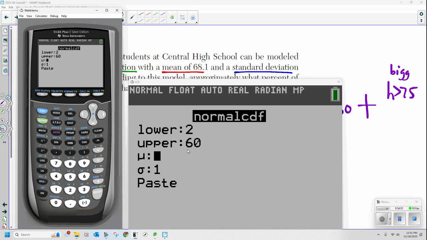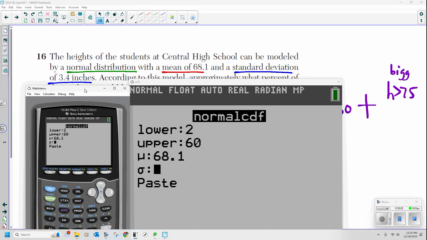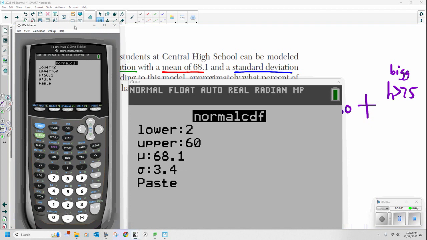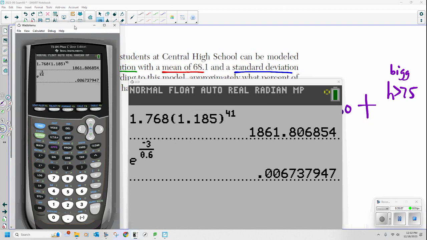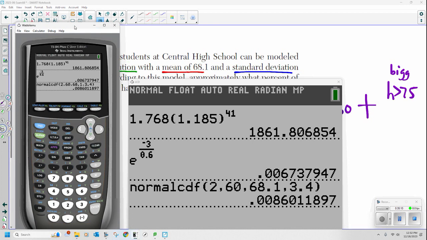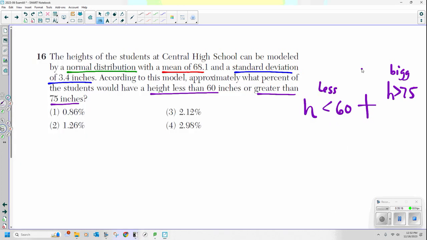Okay? This little smushed M means mean, that is 68.1, and that little pigtail O thing means standard deviation, that was 3.4. I'm going to paste that into the normal CDF, and that is 0.008. That's a probability. If they want a percent, I've got to slide that over twice. So it's 0.8%.